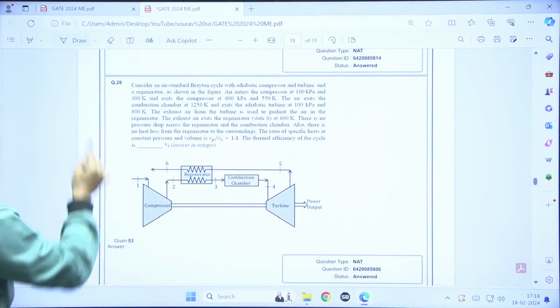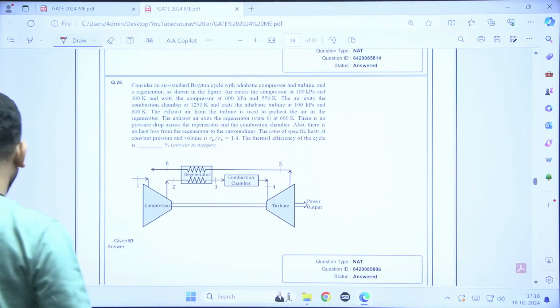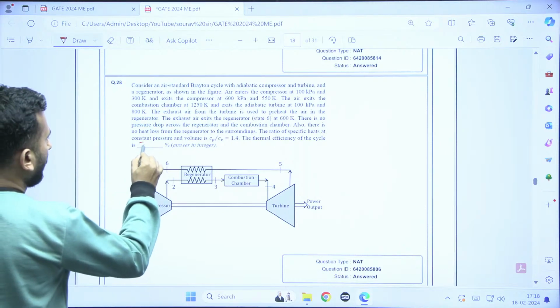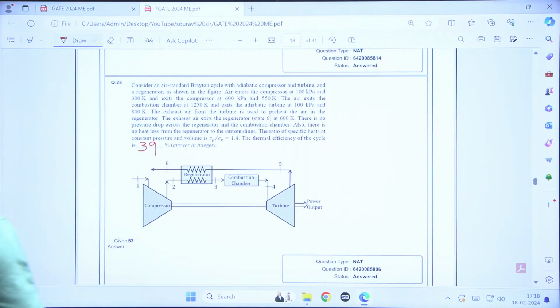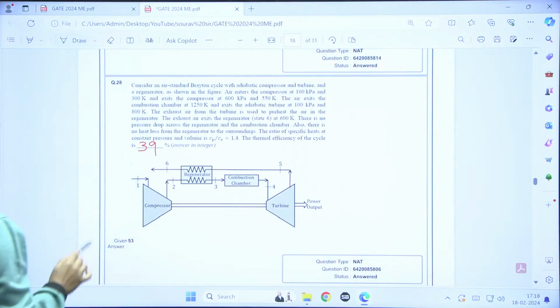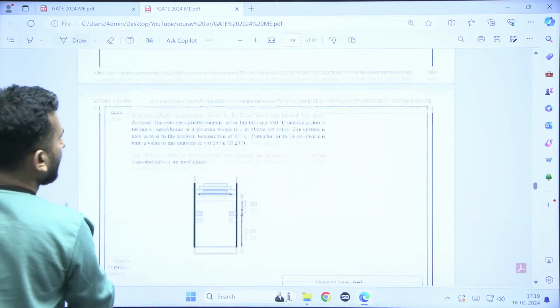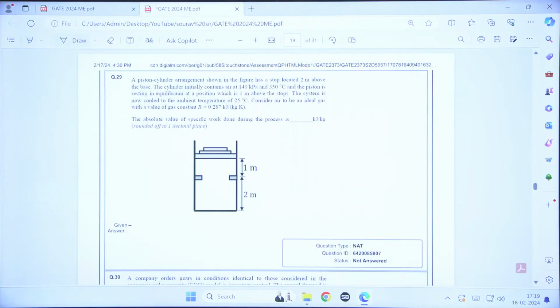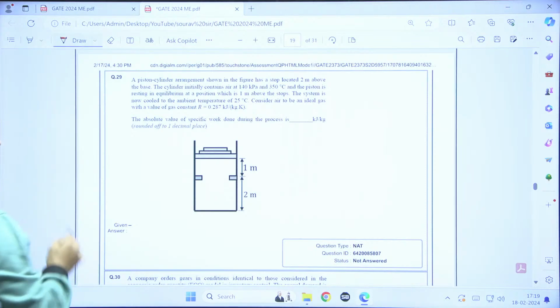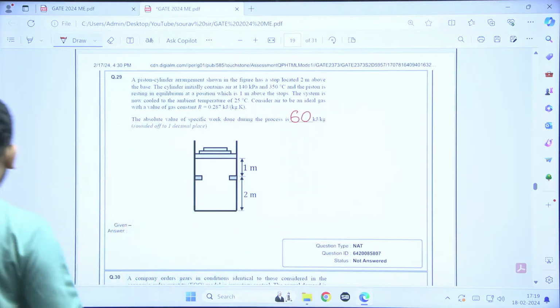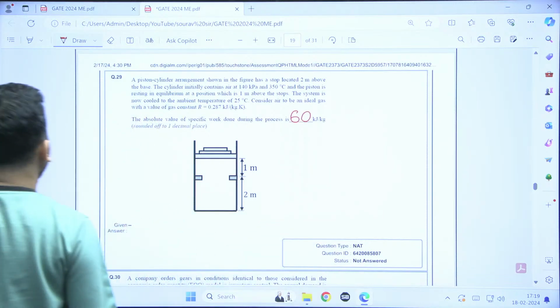Okay, regeneration, Brayton cycle, the question is from regeneration. So the answer for this should be around 39%. It should be around 39% as per us. Okay, piston cylinder, again very important. So the answer for this will be 60 kilojoule per kg. Okay.